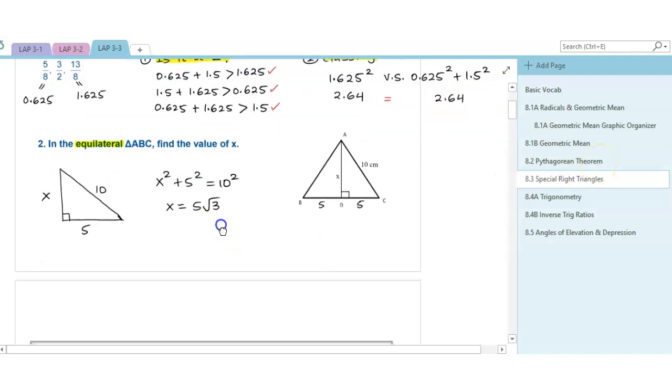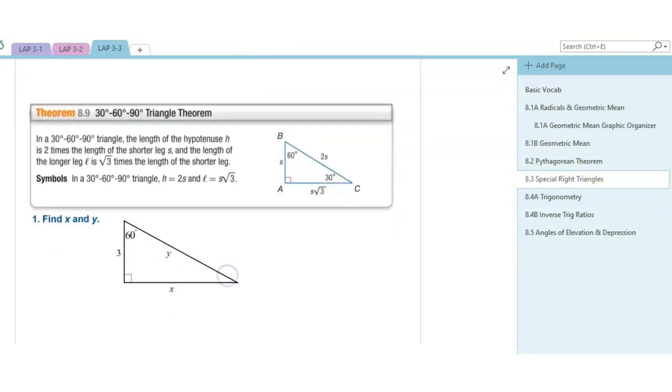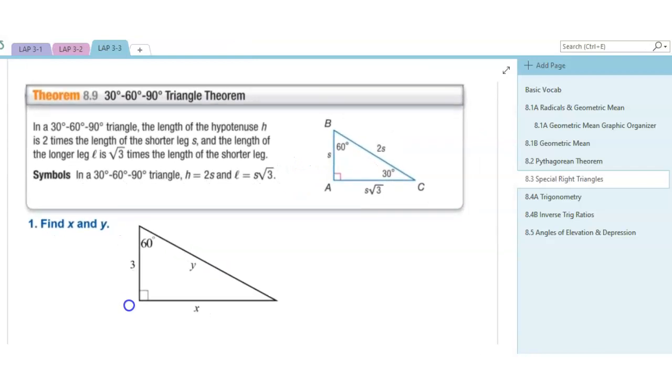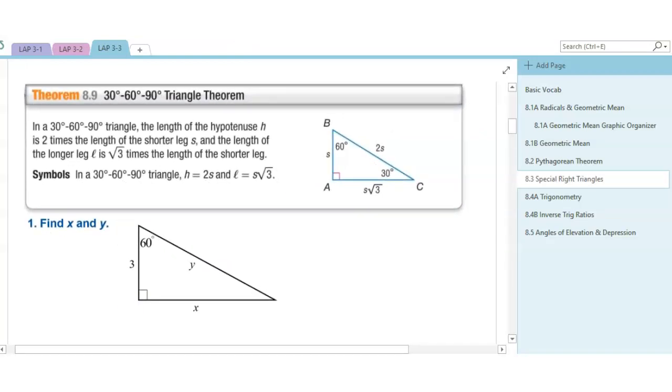We're going to go ahead and move on to today's lesson, which is all about special triangles. We're going to learn two triangle theorems, and the first one is called the 30, 60, 90 triangle. If you look at this triangle right here, you'll notice that it's a right triangle. We have a 90 degrees, and this is special because the measurements that we have are 30, 60, and 90. Whenever you have a triangle like this, the sides have a special property that allows you to find the missing sides a lot faster.